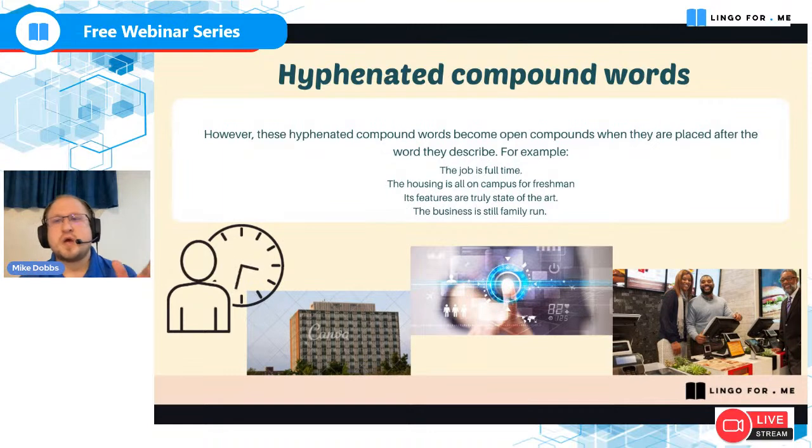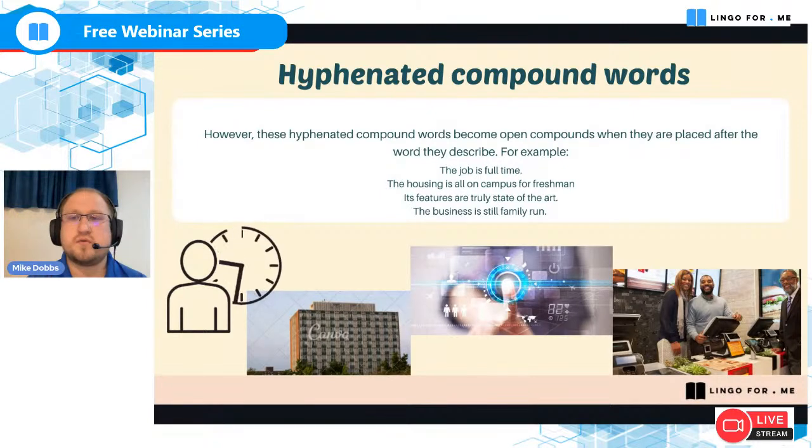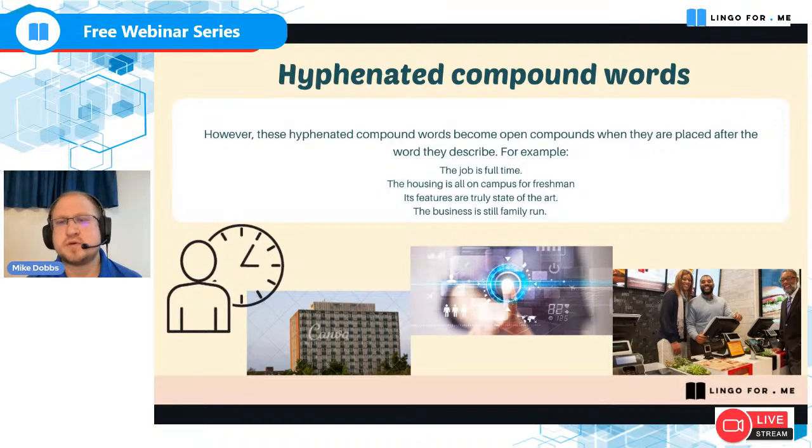It'll go from the hyphenated word here, the first example: the job is full time. So if you remember the last page, it said full-time job, and full-time is describing the job. So we put the adjective before the noun. And here, when we switch it and put it after the noun, so now full time is after job, it becomes an open compound. So it's no longer a hyphenated compound.